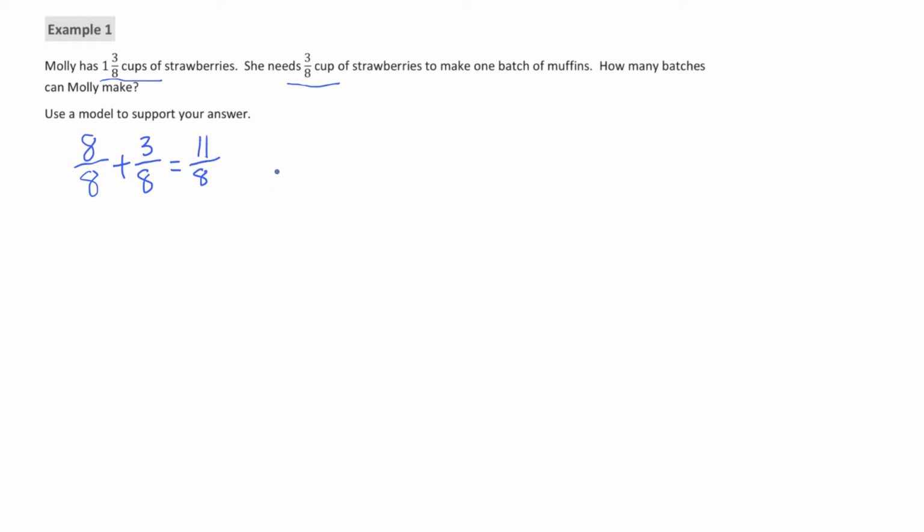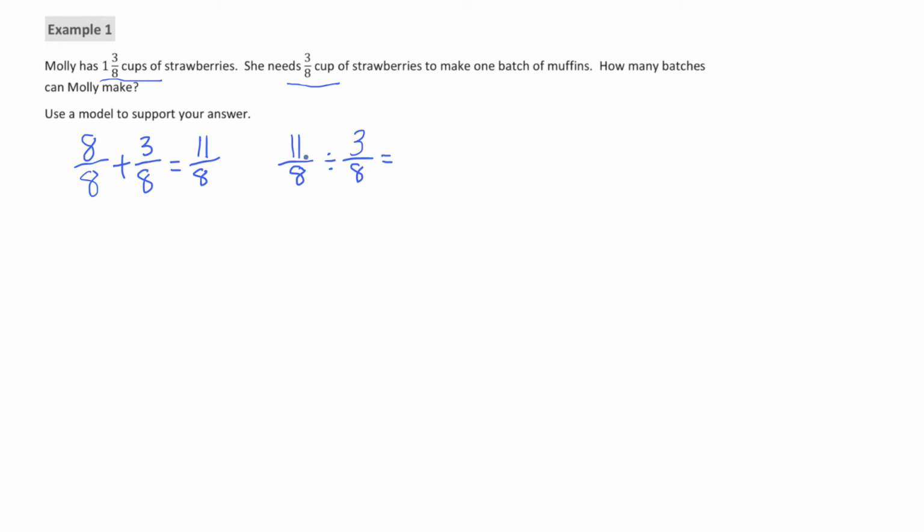Okay, and so now that we know that 1 3/8 is 11/8, we can set up our problem, because we want to know, out of the total amount of strawberries that we have, 11/8 cups, how many 3/8 cup groups, how many 3/8 cups can we get out of 11/8? So this is really the question. So our denominators are already the same.